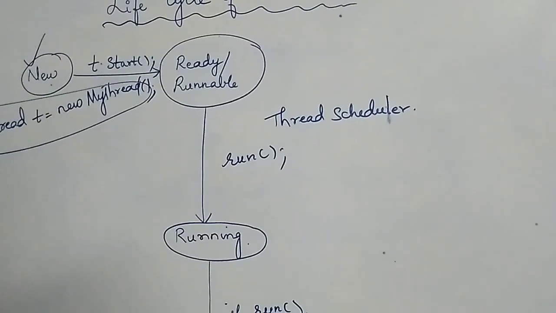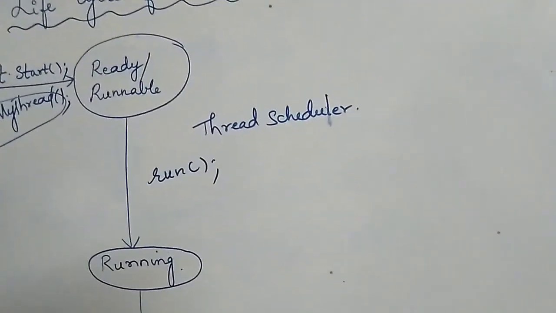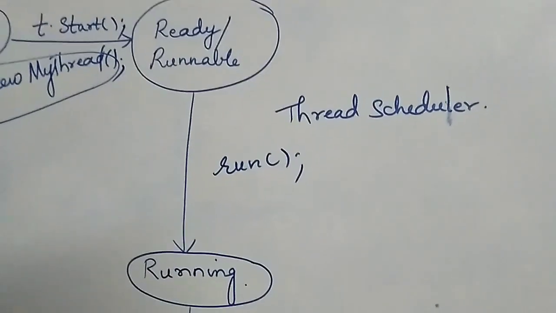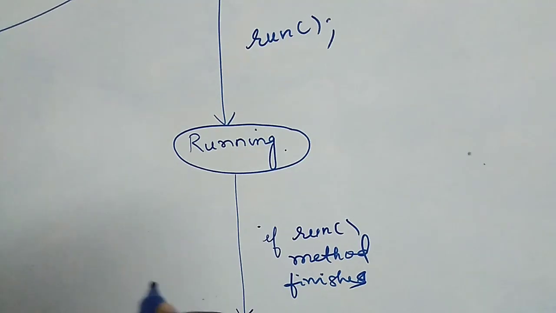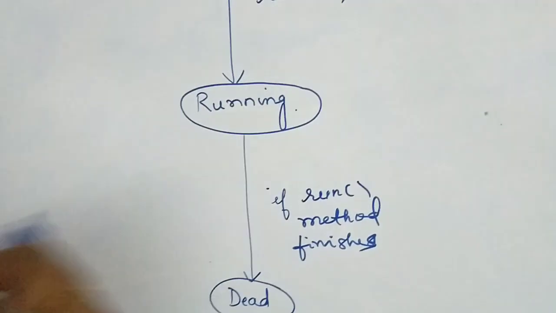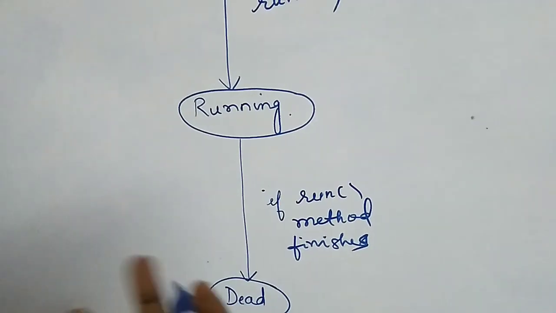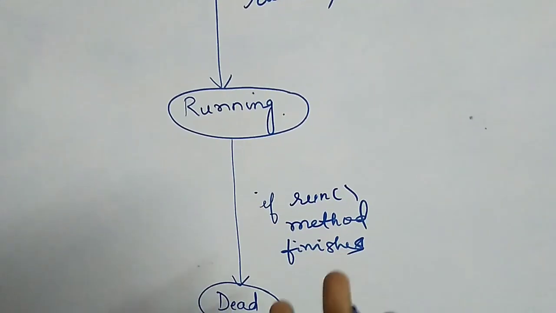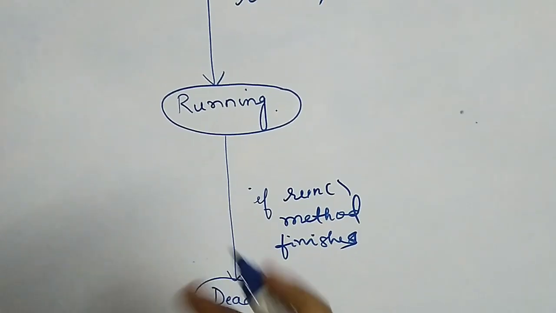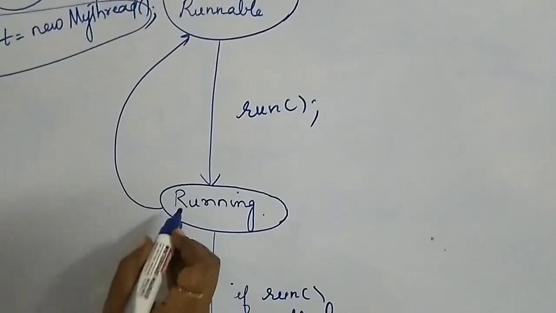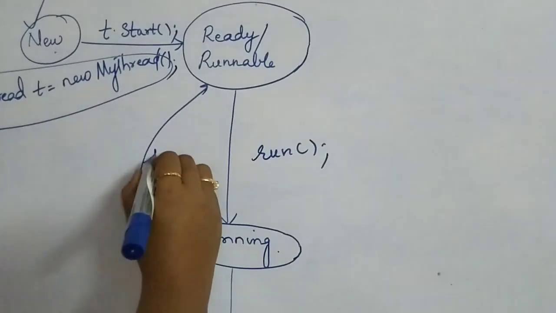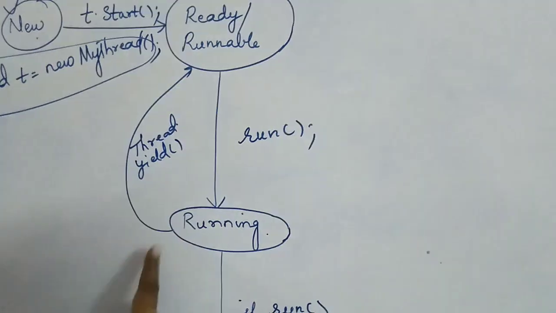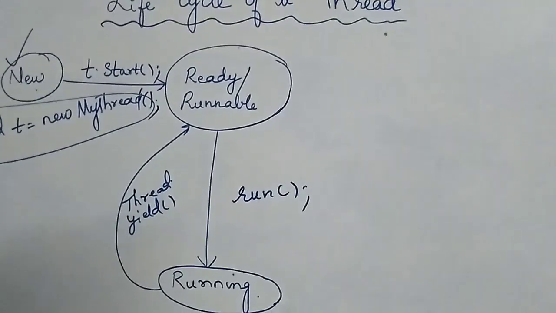Not only this, there are certain other methods like join, yield, sleep, wait, and notify. So we'll see all those methods now. The yield method is a static method wherein a thread will voluntarily relinquish its control so that other threads with the same priority get a chance to execute. That is called the yield method. When Thread.yield is applied to the running thread, it goes into the runnable state.